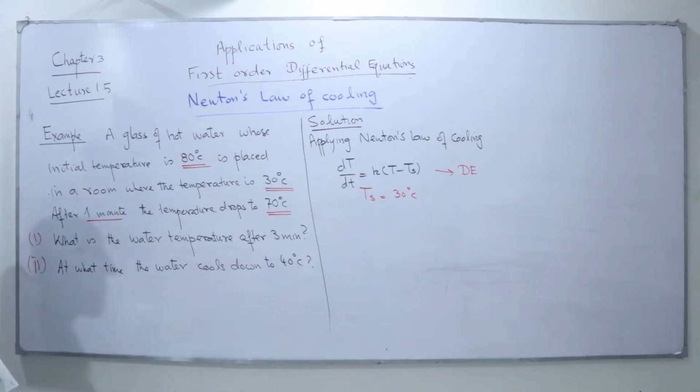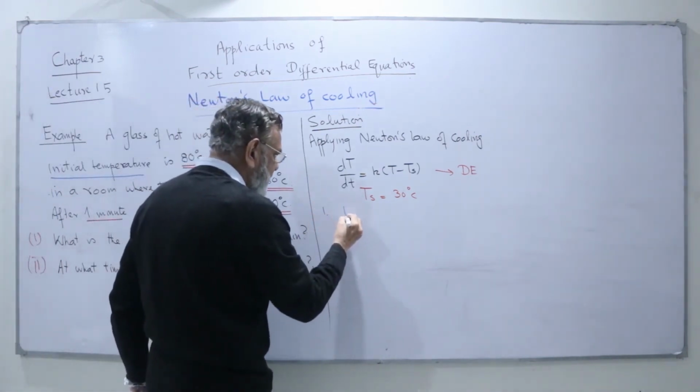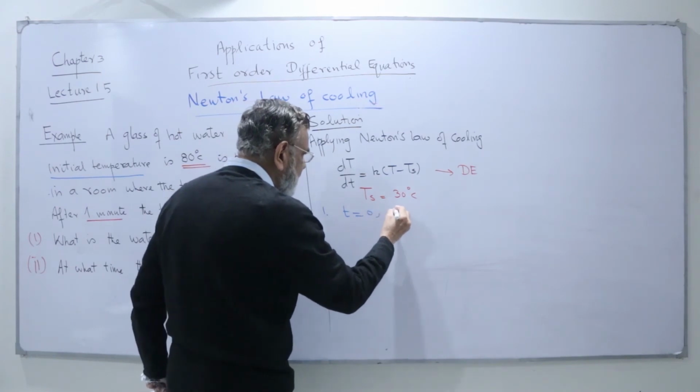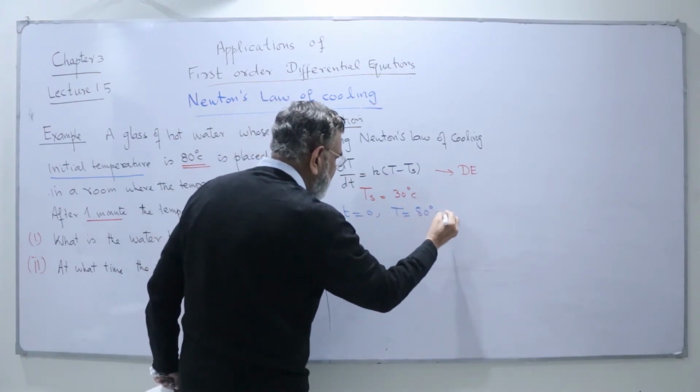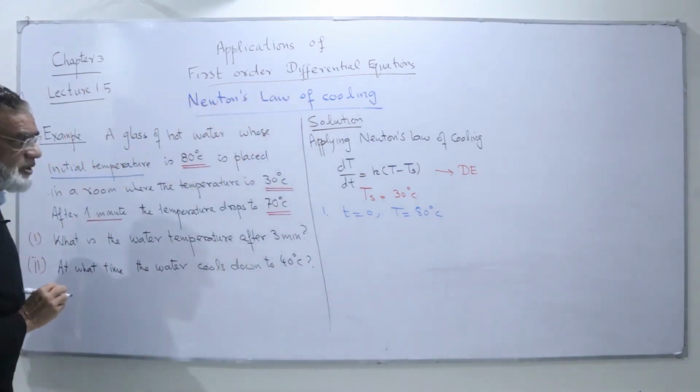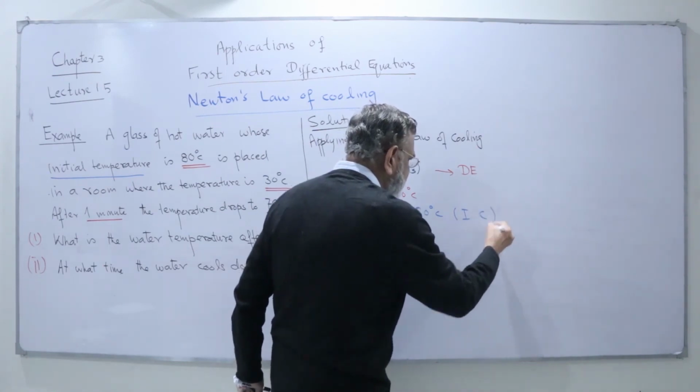Next, we want to find the initial condition. We need to find the constant of integration, so we need 2 conditions. Now, initially, it is told to us that this hot water has an initial temperature. Initial temperature means, number 1, at t equal to 0, the temperature of the body is 80 degrees centigrade. It's my initial condition. We always say I is initial, C for condition.